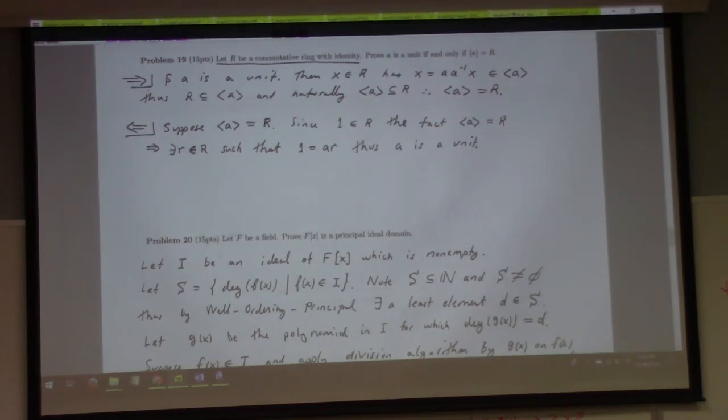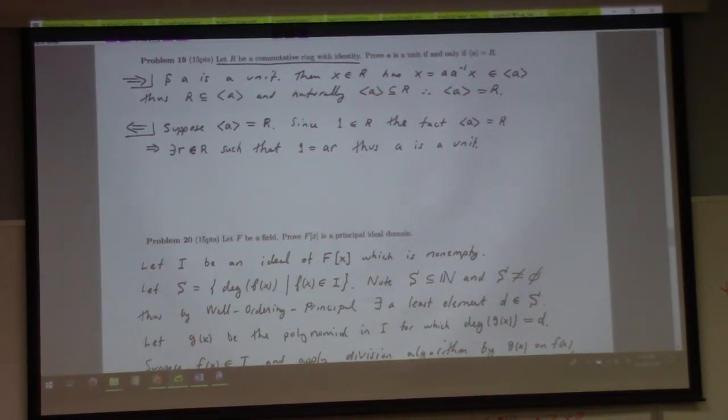I have to think more about that. Problem 19: commutative ring with identity, prove a is a unit if and only if a generates the whole ring. So if a is a unit, if you pick any x in the ring, then a a inverse x is an element of that, and therefore you just prove that anything in x is a subset of that. By the way, we already know that this is a subset of that because of the structure of a ring. So we have, of course, that (a) is equal to R.